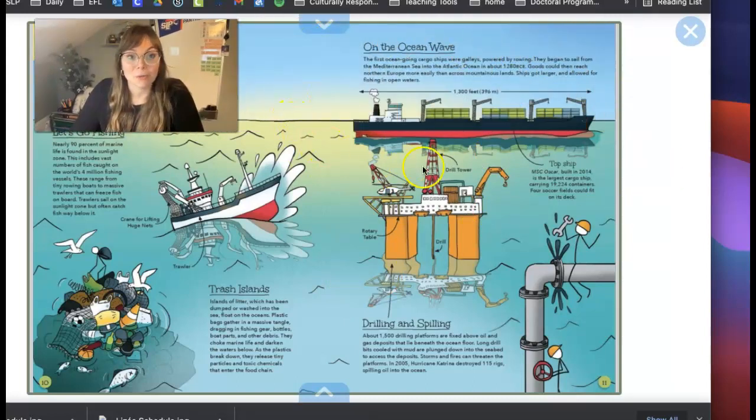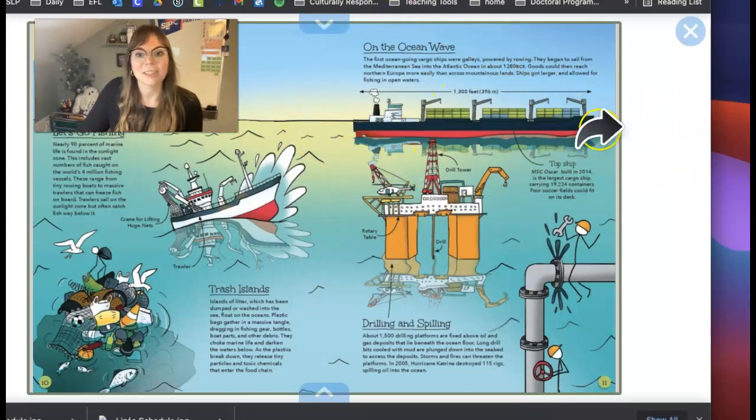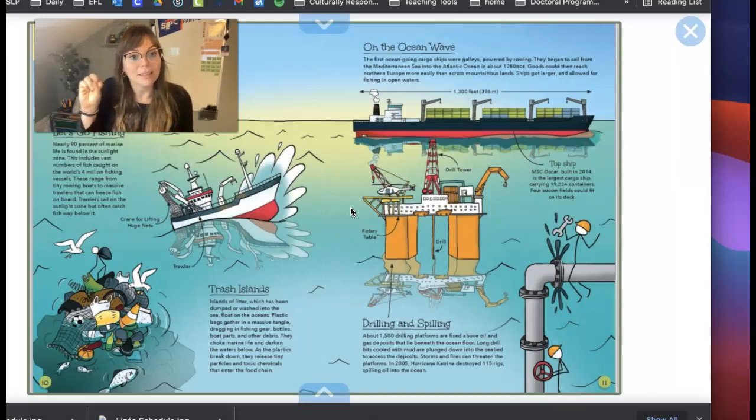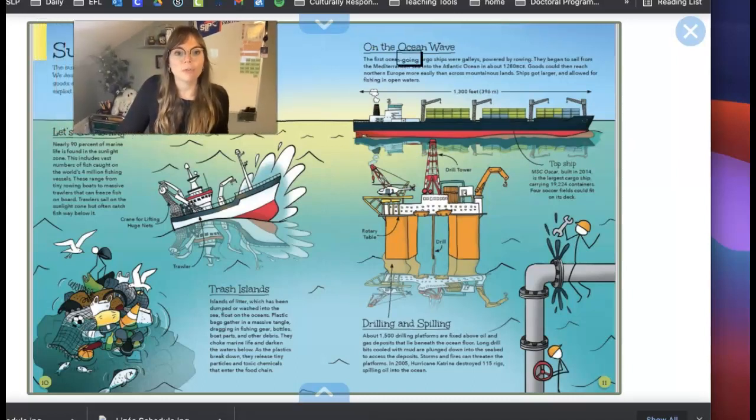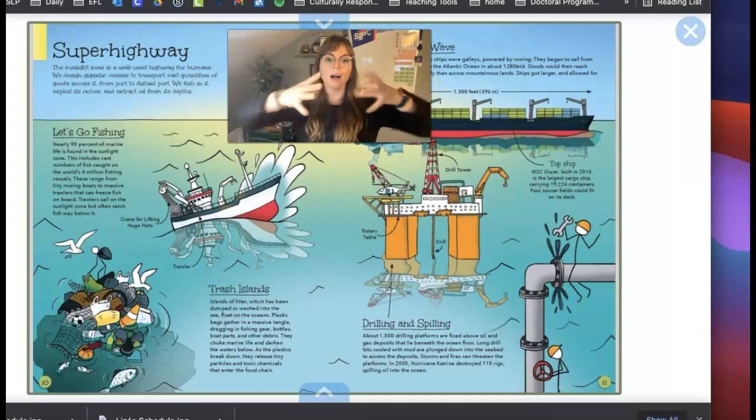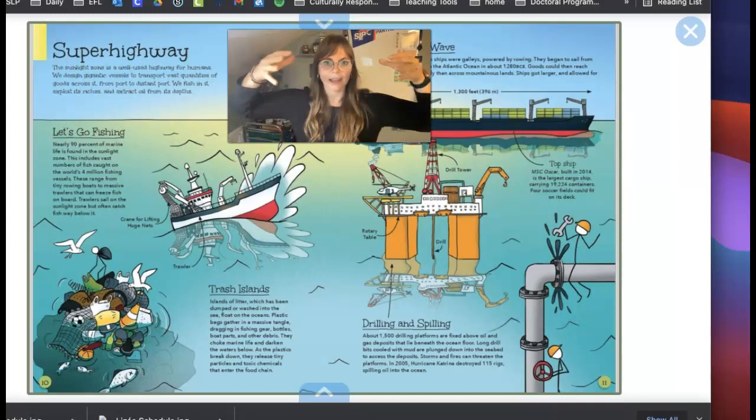You will also see ocean liners, very large ships on the ocean carrying different materials, and drilling and spilling. There are about 1,500 drilling platforms fixed above oil and gas deposits that lie beneath the ocean. Long drill bits cooled with mud are plunged down into the seabed to access the deposits. This page shows human impact on the top layer, the sunlight layer.